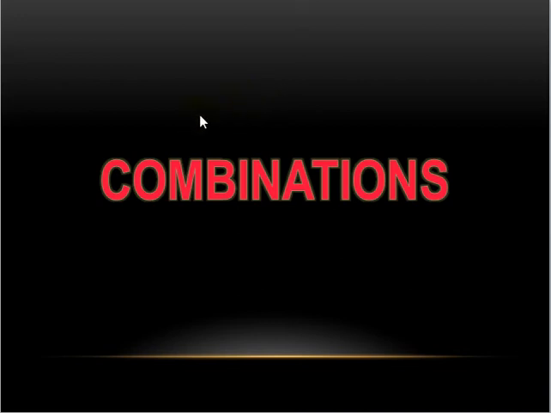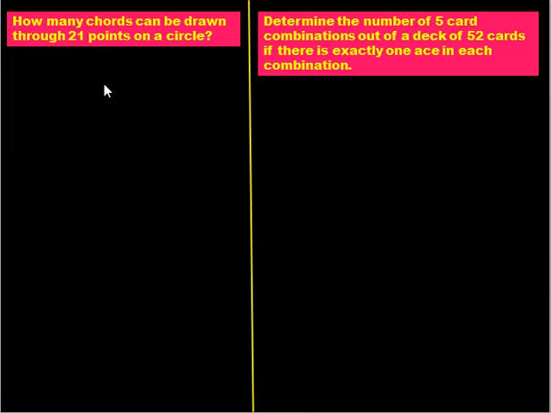Dear children, now as we know what combinations are, let us attempt some practical problems on combinations. See this one. It says how many chords can be drawn through 21 points on a circle.